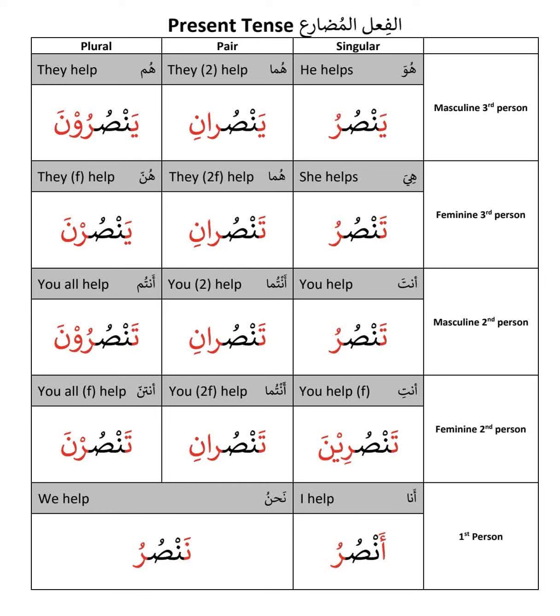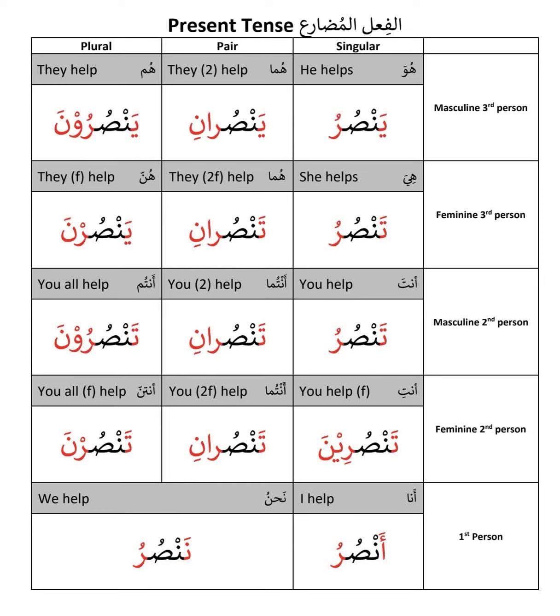Here tansuru. If you see tansuru, that means she helps. Then huma tansurani, they both are female, help. And hunna yansurna, they female, help. Okay, so that is the meaning of these six words. Then we are coming to the anta versions. That is anta tansuru, antuma tansurani, antum tansuruna, anti tansurina, antuma tansurani, antunna tansurna.